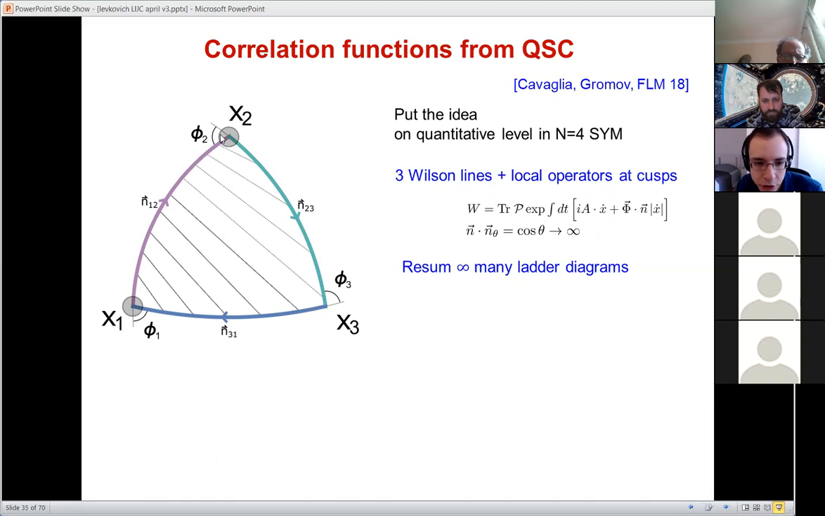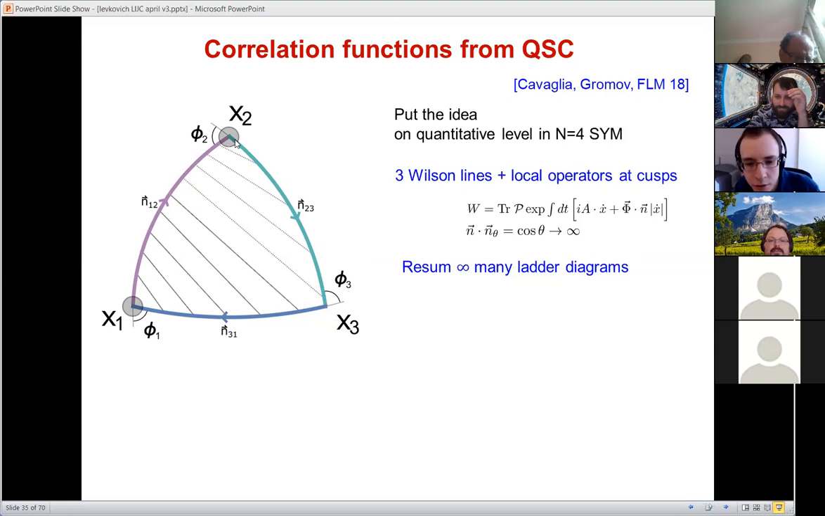They intersect at three points, and the divergences at each of these points play the role of local operators. So this whole observable has a conformal dependence on the positions of these three points, again controlled by the three cusp anomalous dimensions.